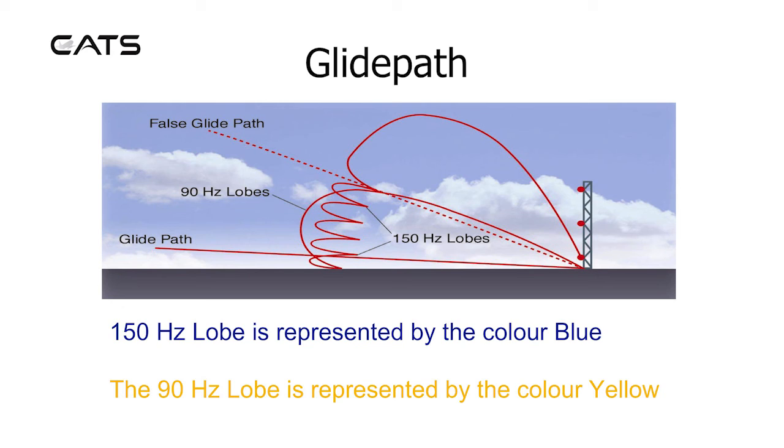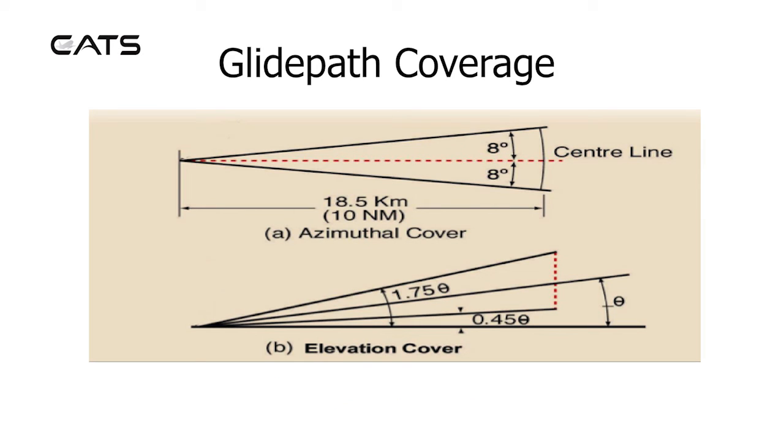For the ILS glide path, the 150 Hz lobe is represented by the colour blue. The 90 Hz lobe is represented by the colour yellow. Glide path coverage, in terms of range, is out to 10 nautical miles, 8 degrees either side of the centreline. In terms of elevation, it's 0.45 times the glide path angle, typically 3 degrees, or up to 1.75 multiplied by the glide path angle, typically 3 degrees.